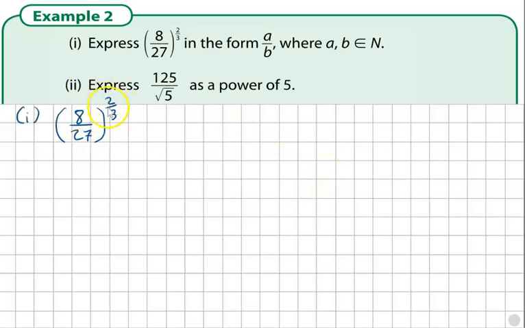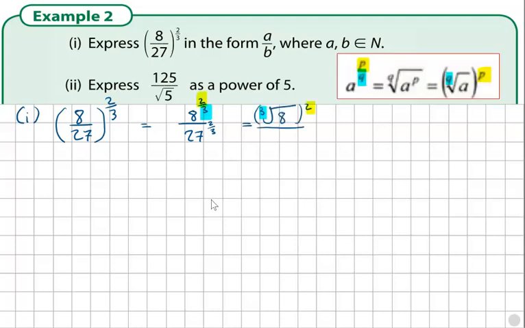So 8 over 27 raised to the power of 2 over 3 is going to be 8 to the power of 2 over 3 over 27 to the power of 2 over 3. We attach the power to the numerator and the denominator. Then 8 to the power of 2 over 3 becomes the cube root of 8 to be squared. That's coming from this rule in our formula book. The denominator 3 becomes the number in front of the root, and the numerator 2 becomes the power outside the bracket. Likewise, 27 to the power of 2 over 3 is the cube root of 27 raised to the power 2.